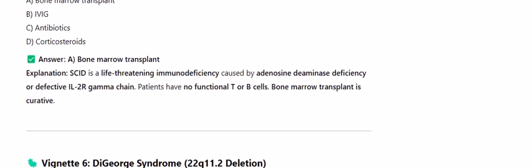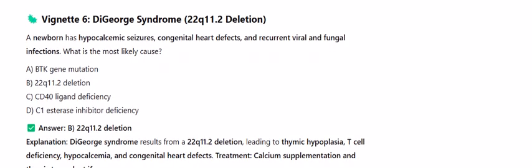Vignette 6, DiGeorge syndrome, 22q11.2 deletion. A newborn has hypocalcemic seizures, congenital heart defects, and recurrent viral and fungal infections. What is the most likely cause? A. BTK gene mutation. B. 20q11.2 deletion. C. CD40 ligand deficiency. D. C1 esterase inhibitor deficiency.